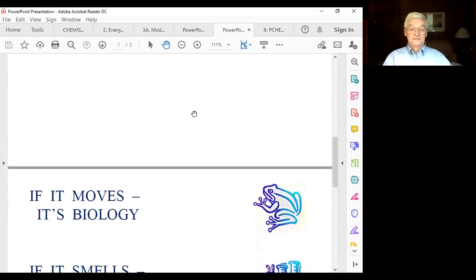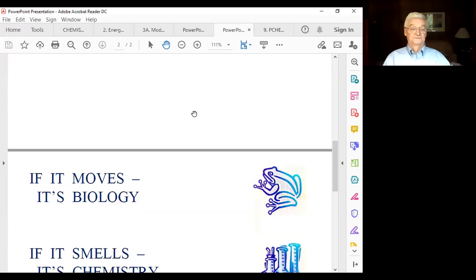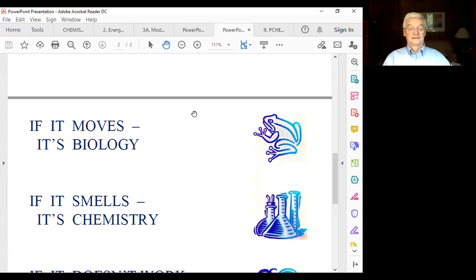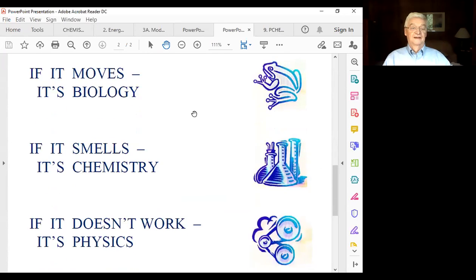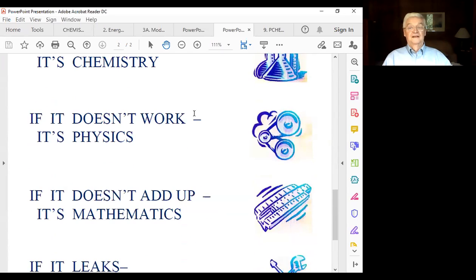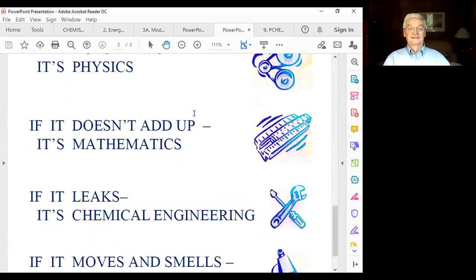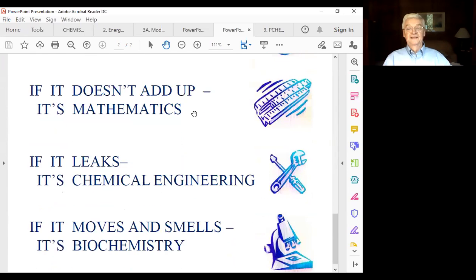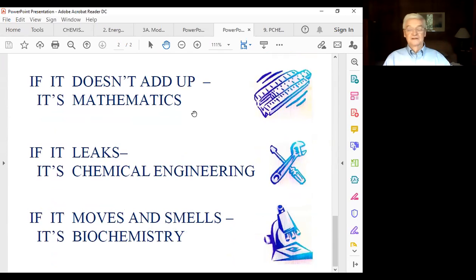If it moves, it's biology, right? If it smells, it's chemistry. If it doesn't work, it's physics. If it doesn't add up, it's mathematics. And for you chemical engineers, we've added, if it leaks, it must be chemical engineering. And then the worst one, if it moves and smells, it's got to be biochemistry. So I'd like to show that to my biochemistry students.